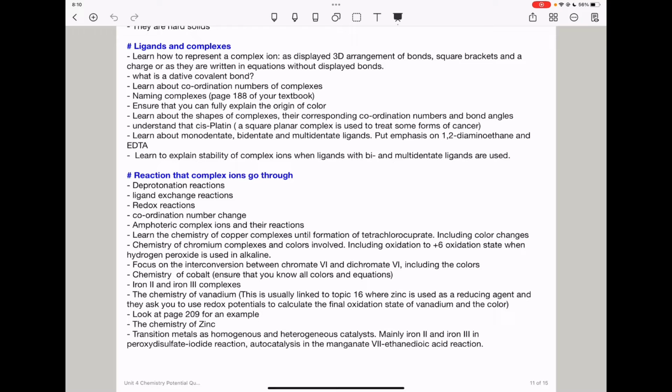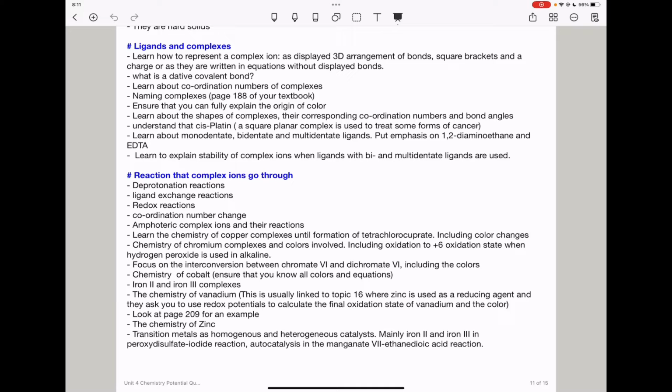Some go through further deprotonation when you add extra sodium hydroxide, while to the intermediate formed when you add acid, it goes back to form the hexa-aqua complex. You need to learn the chemistry of copper complexes until the formation of tetrachlorocuprate, including the colors formed and the reason for the formation of the green color. You need to learn the chemistry of chromium complexes and the colors involved. They ask a lot about chromium in Unit 6 as well as copper in Unit 6.